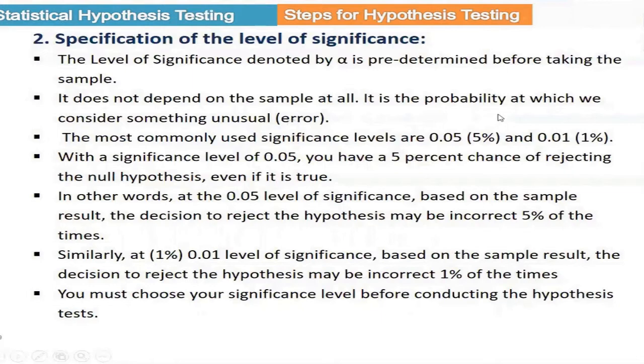So the most commonly used levels of significance are 5% or 0.05 and 1% or 0.01. What is the meaning of 5% level of significance or 0.05? That is 5% chance of rejecting a true null hypothesis. That is, we are doing mistakenly, we can reject a true null hypothesis 5% of time. Similarly, 1% level of significance means that we can reject a true null hypothesis 1% of time. So we are doing the mistake.